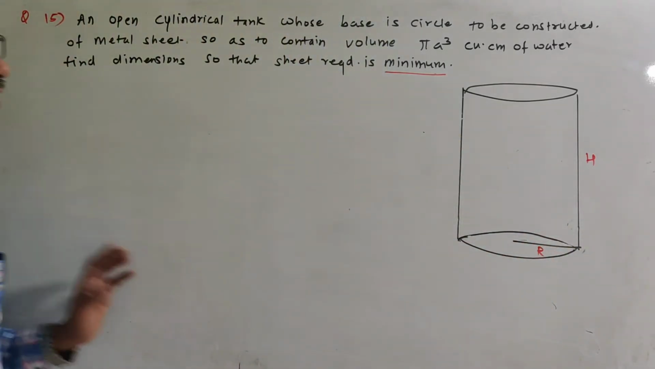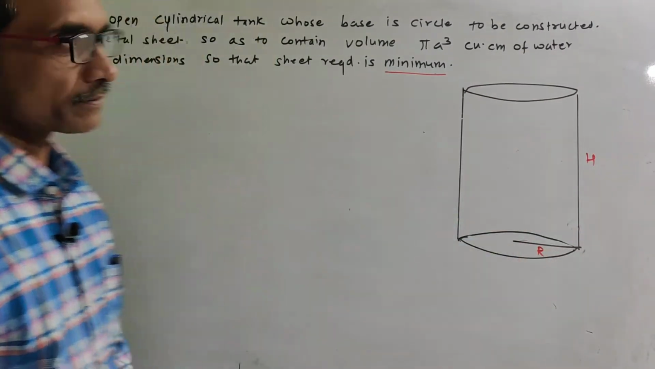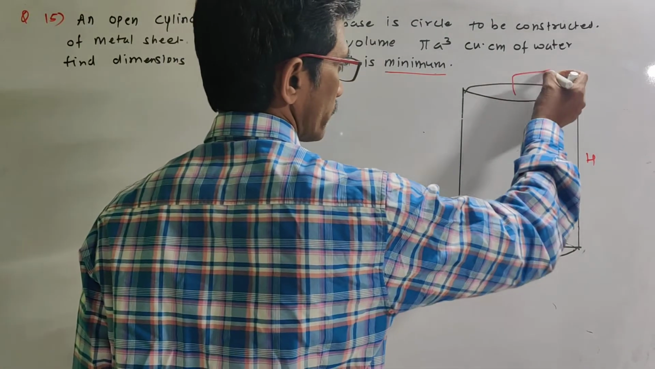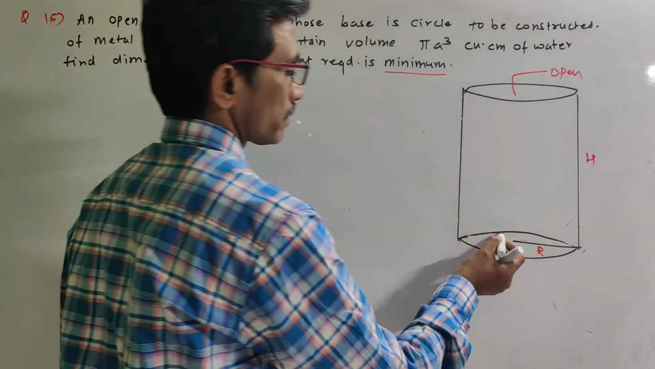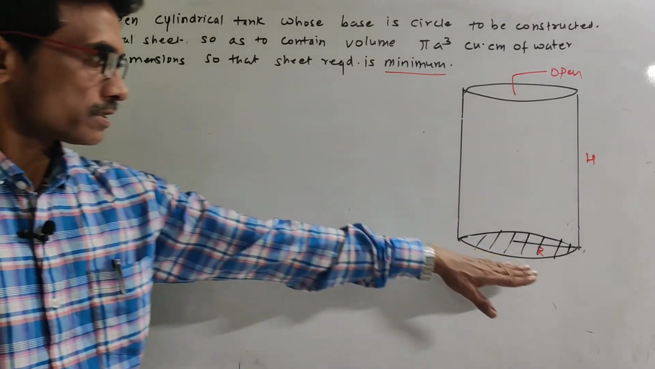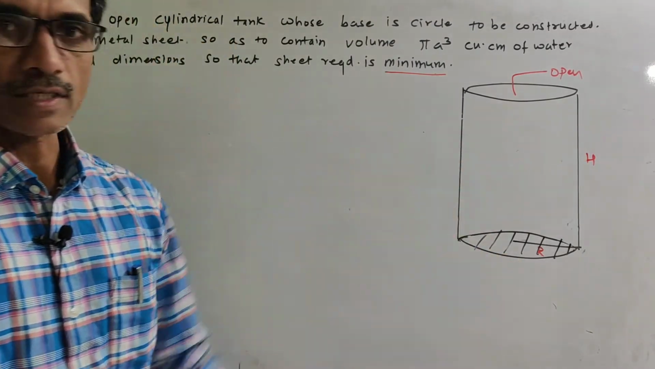Now let's say r is the radius and h is the height of this tank, and the tank is open. The top is open. Here this is the base of this tank. So material is required for this, and material is required for this curved surface area.